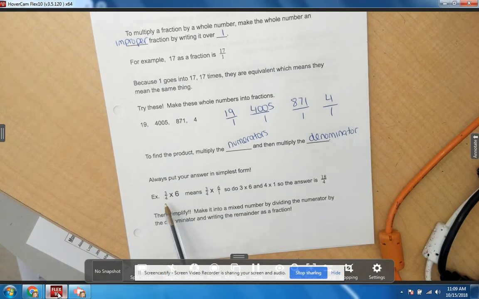So here's an example. 3/4 times 6. You have to make 6 a fraction. So I wrote it as 3/4 times 6 over 1. And then I did 3 times 6, which is 18, and 4 times 1, which is 4.